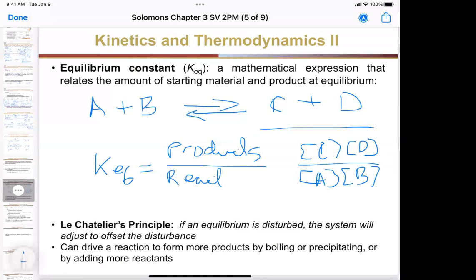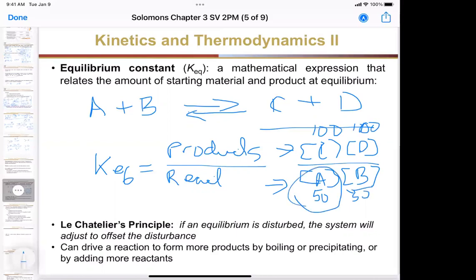Since the products are on top, we want it to go to products. We want to think about what we can do if the reaction goes to its equilibrium and it stops. Well, it turns out Le Chatelier says that you can disrupt the equilibrium. How can we disrupt the equilibrium? Let's say you get 100 of these and 100 of these, and you still have 50 of these and 50 of these. That's where it stops, right?